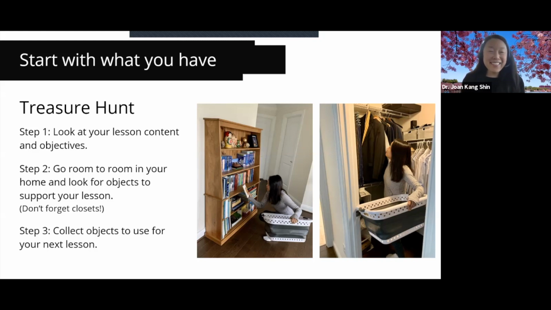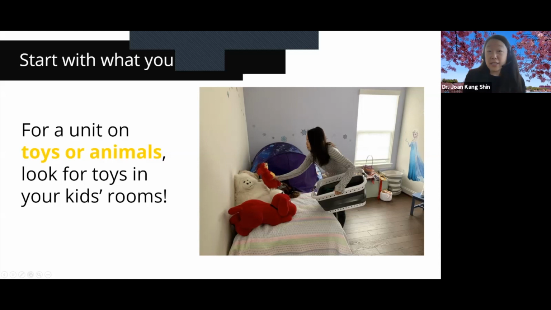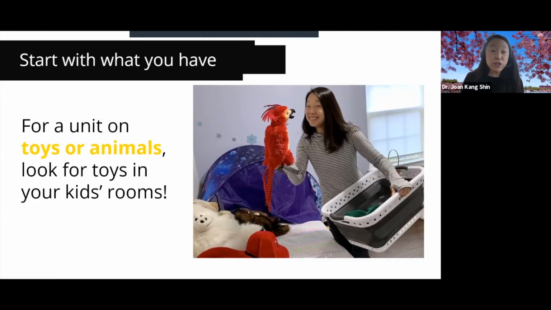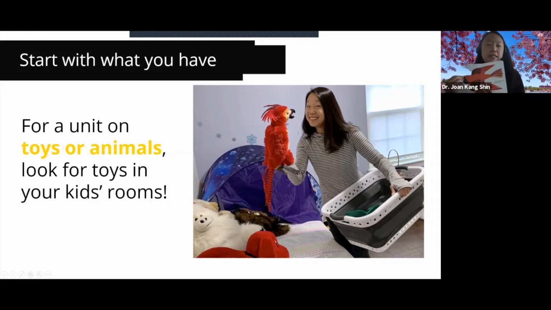Okay, so then once you find things, you can just collect objects to use in your next lesson. I just went around my house with my laundry basket. So in the next slide, you can see that for a unit on toys or even animals, you might go into your kids' rooms if you have kids. Let's take a look at the next slide. And I was excited because when I went to my bookshelf, I found this oldie but goodie, which is Brown Bear. And I realized that, oh, if I went to teach it, I would need a red bird. So I was excited to find this red bird in my daughter's room.